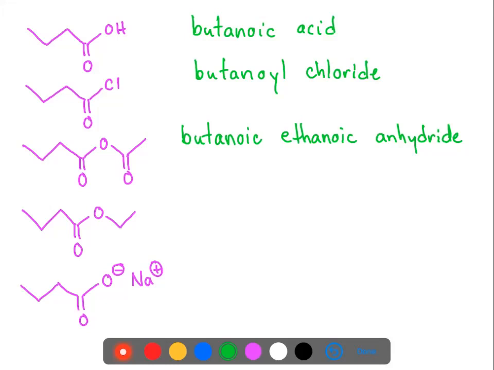For the ester, we're going to have the ending -oate, and similar for the carboxylate. So again, we have a 4-carbon unit, but for esters, we're going to start by naming the alkyl group that's directly bound to the oxygen. So we have an ethyl group. So this would be an ethyl butanoate. And similarly, for the carboxylate, we're going to just identify the metal cation first. So we have a sodium cation. So we simply would refer to this as a sodium butanoate.